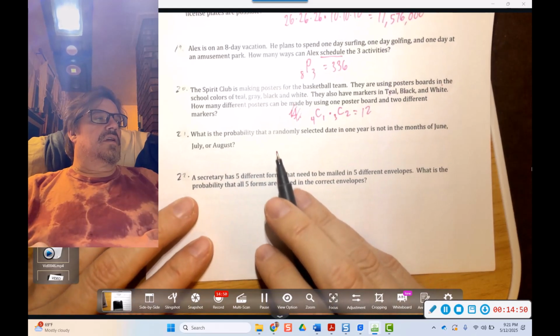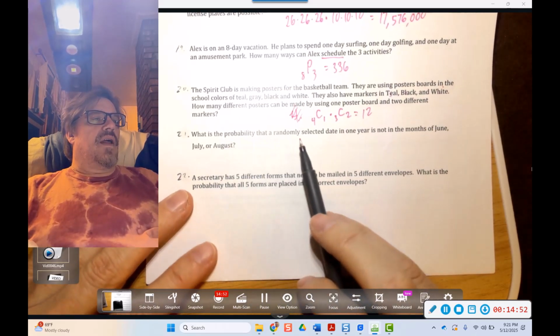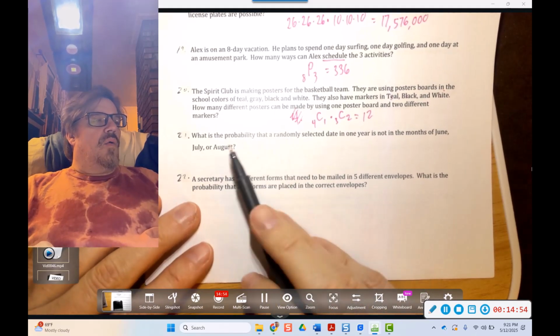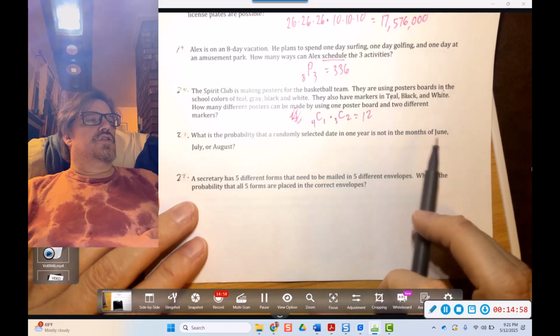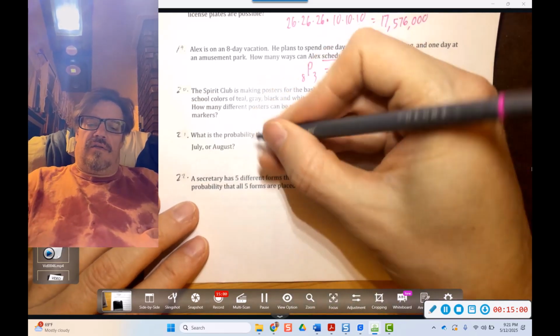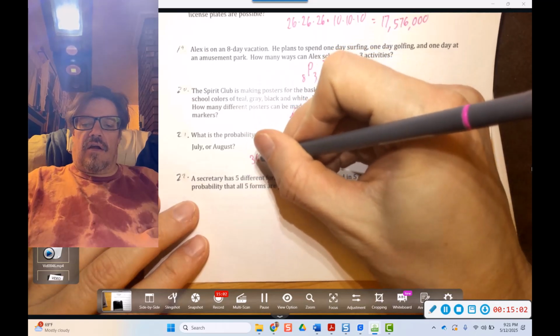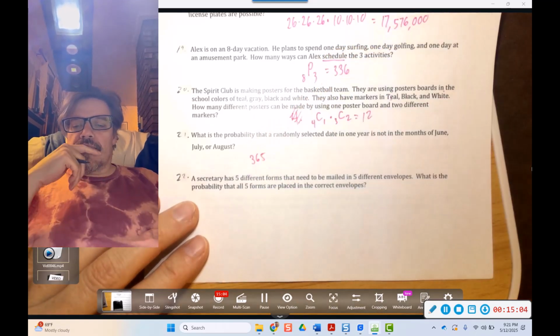Lessons in chemistry. What is the probability that a randomly selected... I got 2 more problems. What is the probability that a randomly selected date in 1 year is not in the months of June, July, or August? Well, there's 365 days in a year.